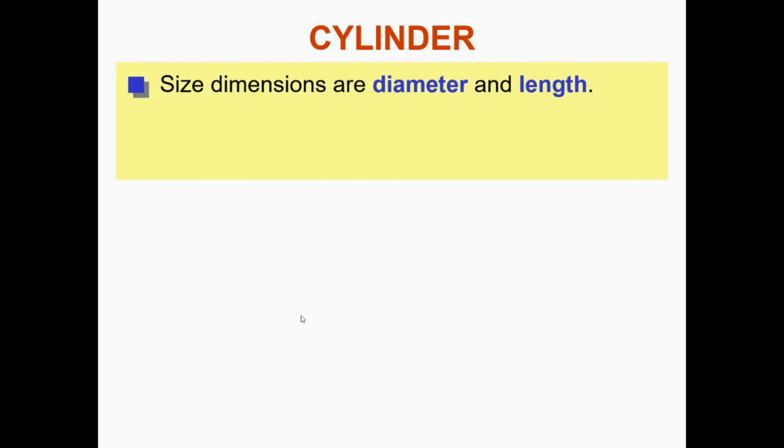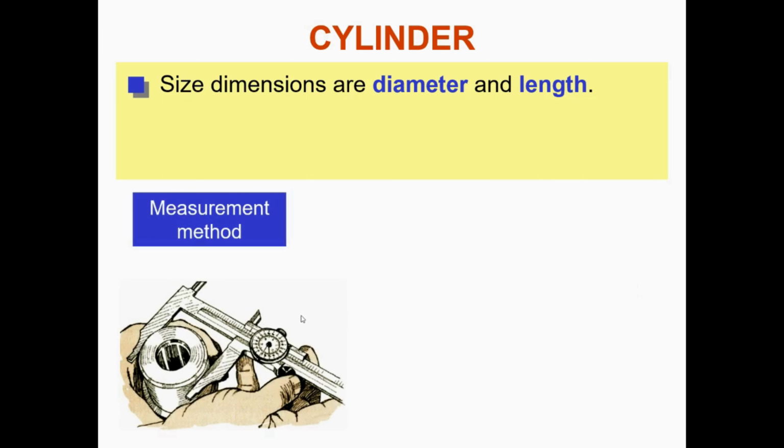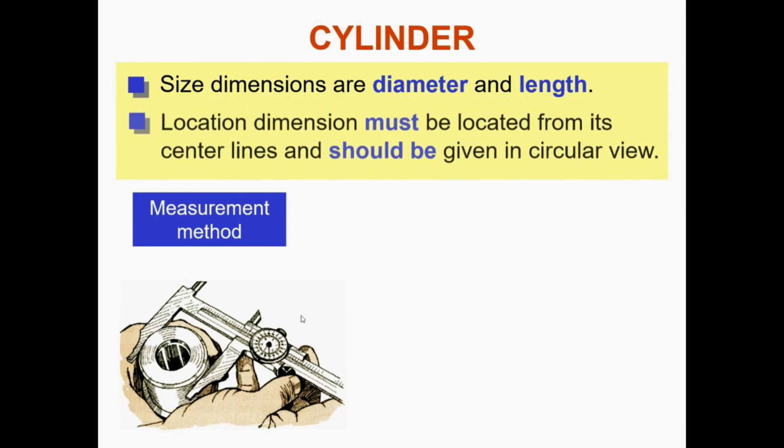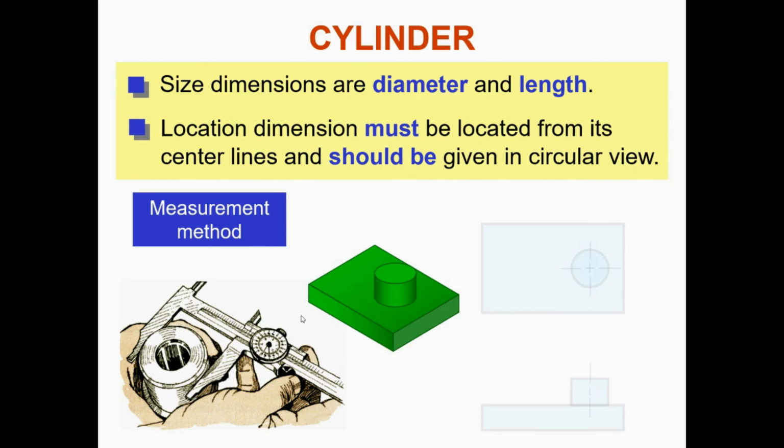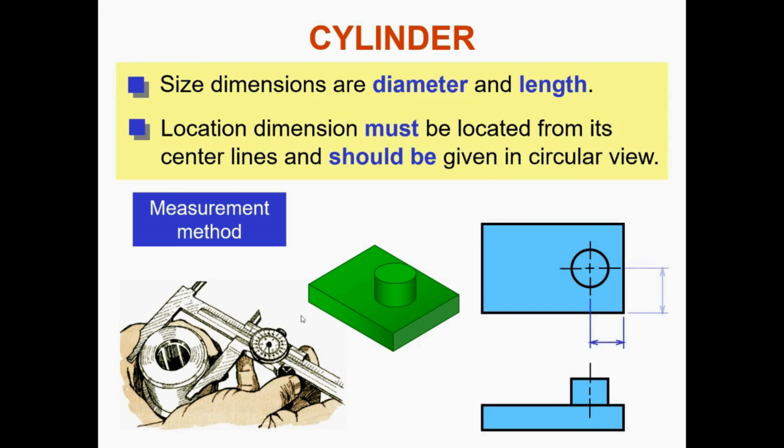Let's come to cylinders. Size dimensions are diameter and length. The location dimension must be located from its center line and should be given in a circular view. Let's look at the dimensioning of this 3D model that you see on your screen. Anytime you are given the dimension, the location dimension must be located from its center line and should be given in a circular view.